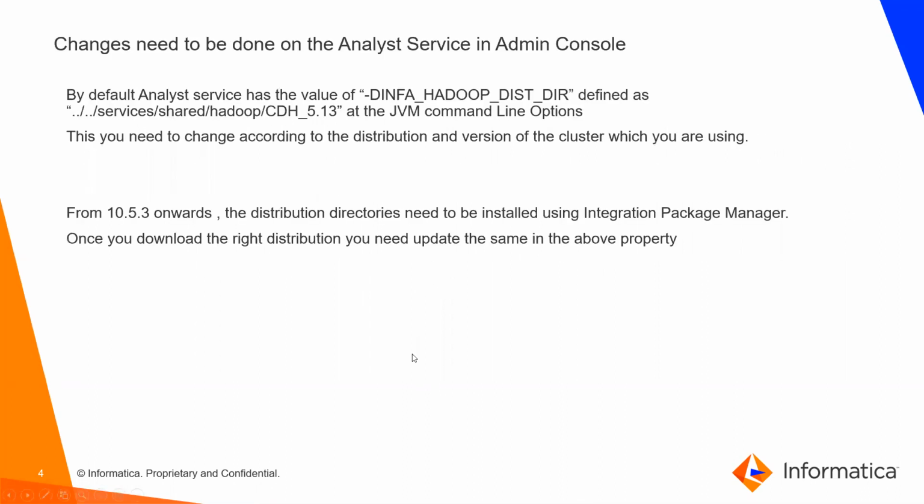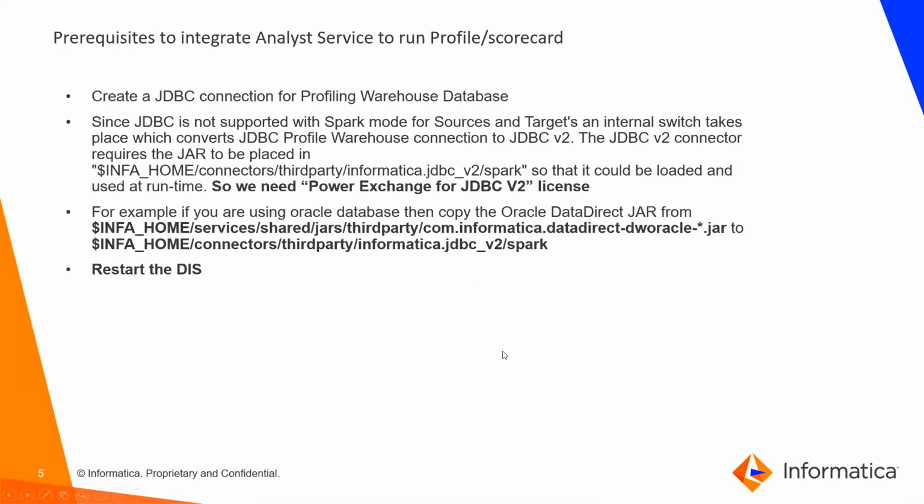Moving on. Changes that need to be done on the Analyst Service in the admin console. By default, the Analyst Service has a default value of the Info distribution directory defined as services/shared/hadoop/CDH_5.13 in the JVM command line options. This you need to change according to the distribution and version of the cluster which you are using. From 10.5.3 onwards, the distribution directories need to be installed using the Informatica package manager. Once you download the right distribution, you need to update the same in the above property. This I will cover in the demo part.